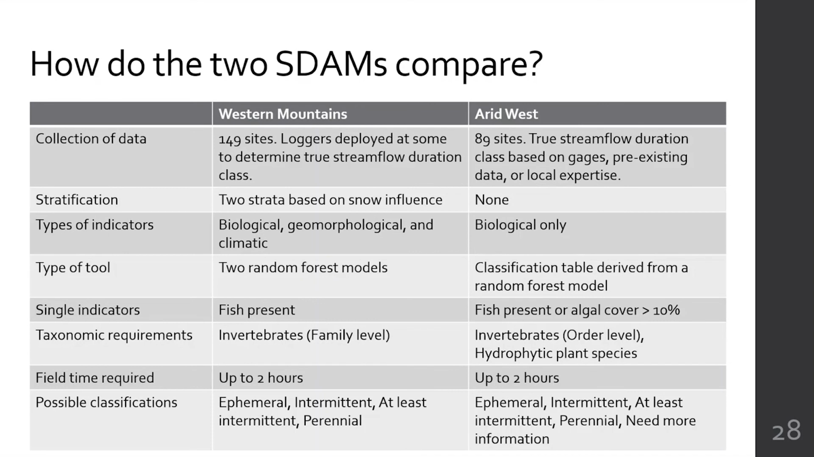The two methods both use single indicators. That is, these are indicators that can overrule an ephemeral classification to call something at least intermittent, but the actual indicator varies a little bit. The Western Mountains requires taxonomic identification of invertebrates at the family level, whereas the Arid West only requires order level, but at the same time, it also requires hydrophytic plant species. It requires more or less the same amount of time in the field. And like I mentioned, there's a slight difference in the number of classifications you can get between the two methods.